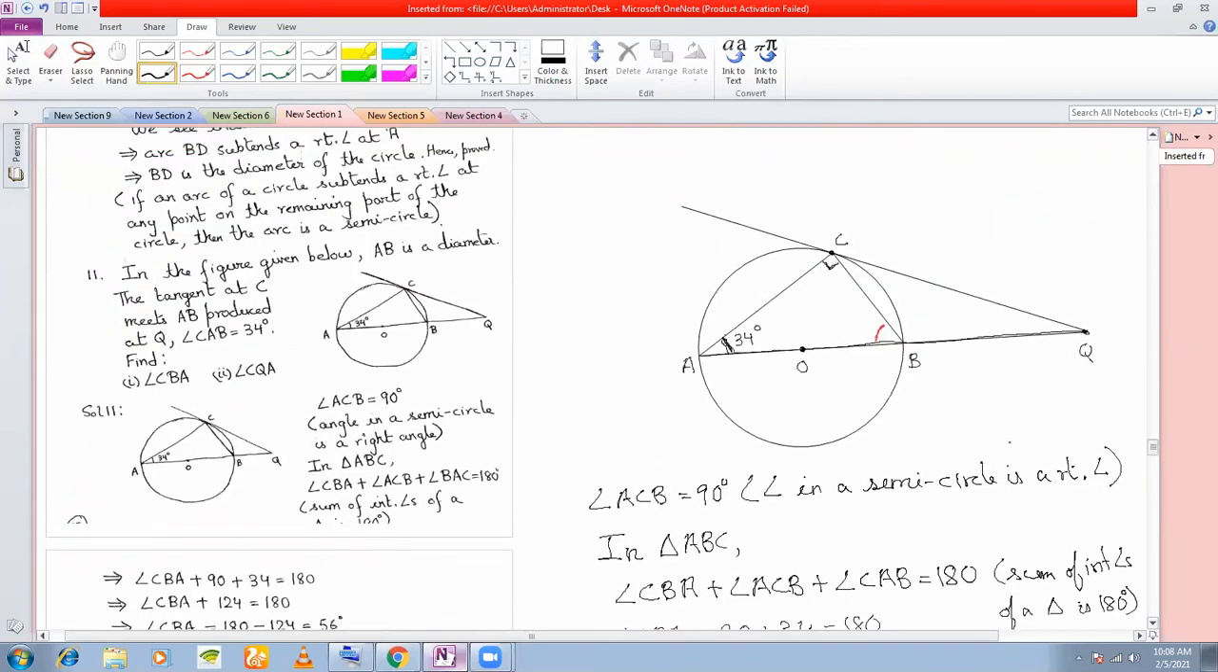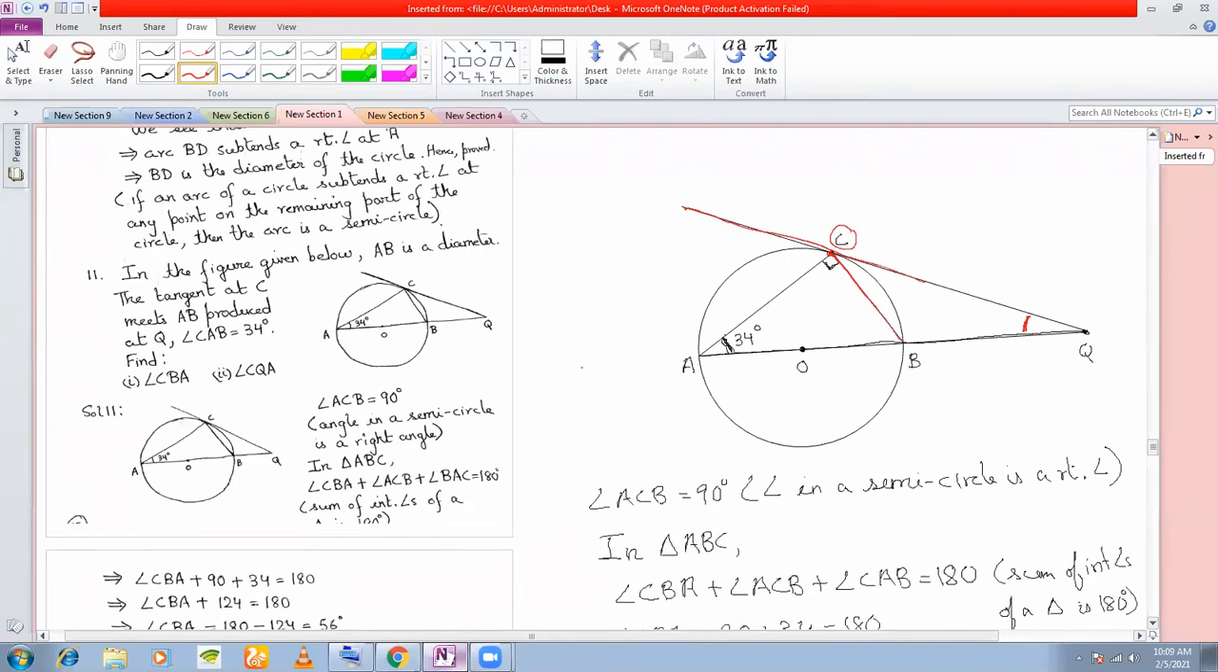Time to find out the next angle, which is CQA. Which angle is CQA? This angle is my CQA. We want to find out this angle. Now, what you observe here is that BC is a chord and this is a tangent, and they are intersecting at the point C, point of contact. The thing that should come to your mind is angles in alternate segments.